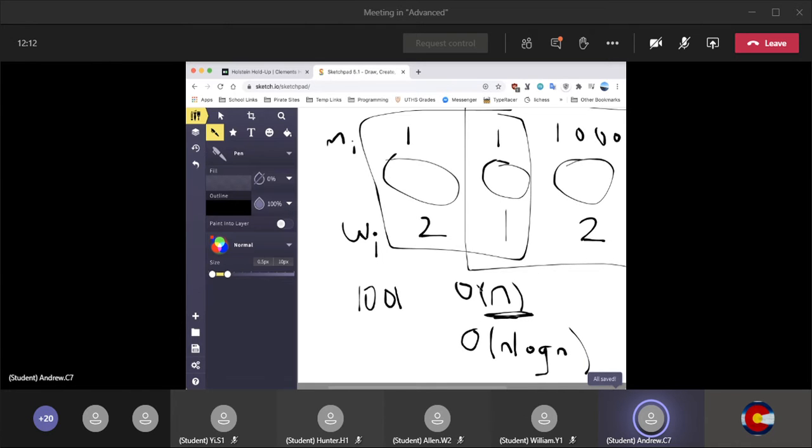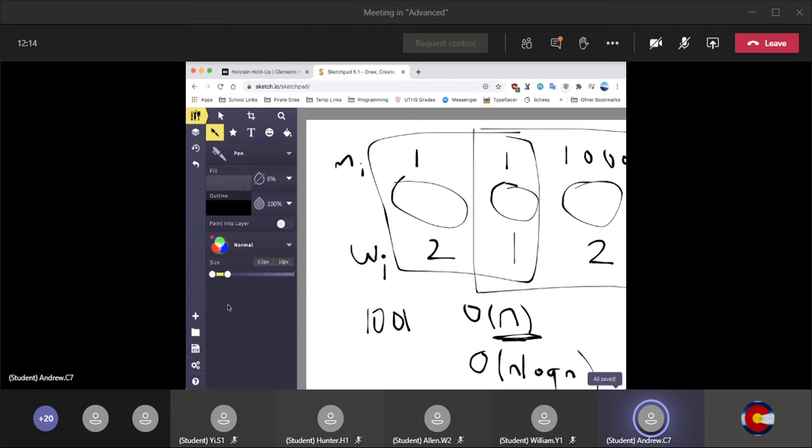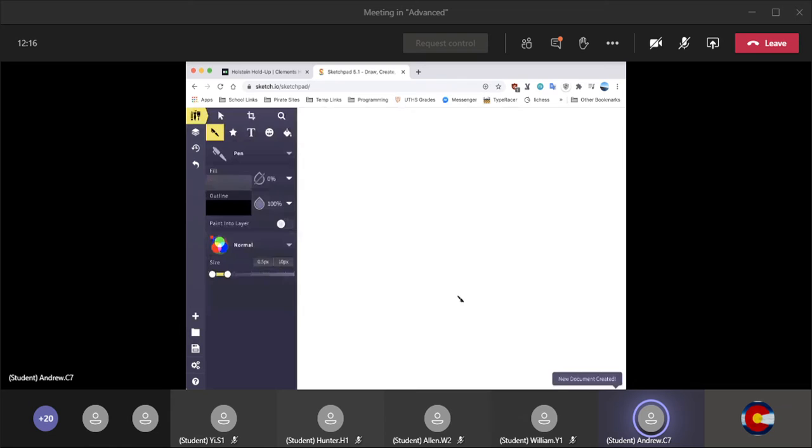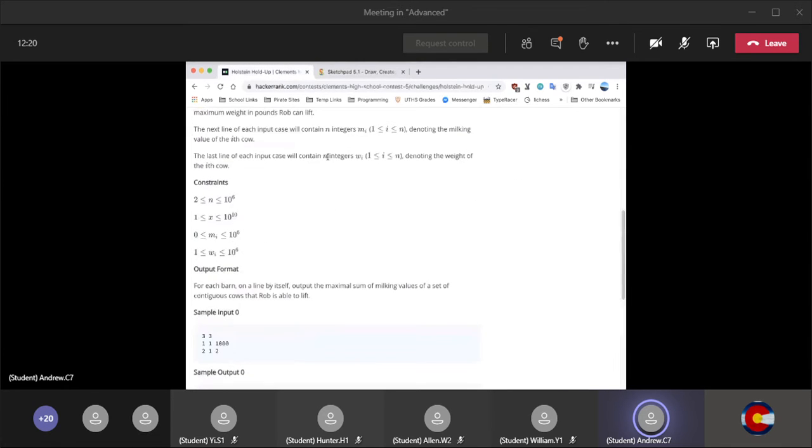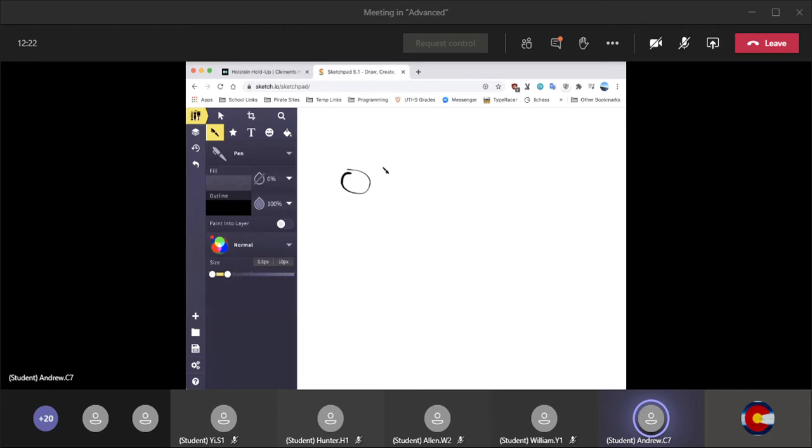So how do we do something that's O of n? Well, let's think about an algorithm. Let's think about how to do it naively. Let's say we have a bunch of cows. Let me just draw a bunch of cows. Give me a second. These are all cows, as you can see here. So we have their m of i and their w of i here.